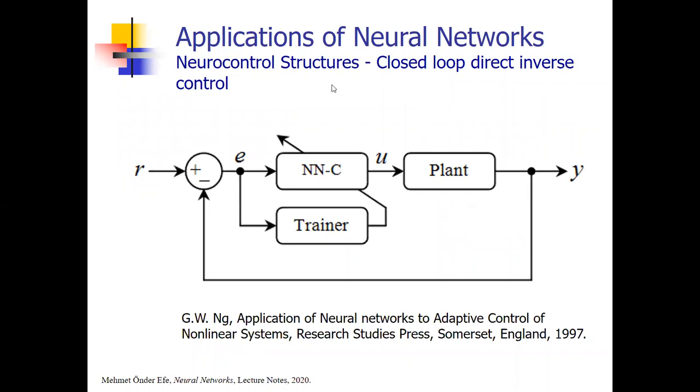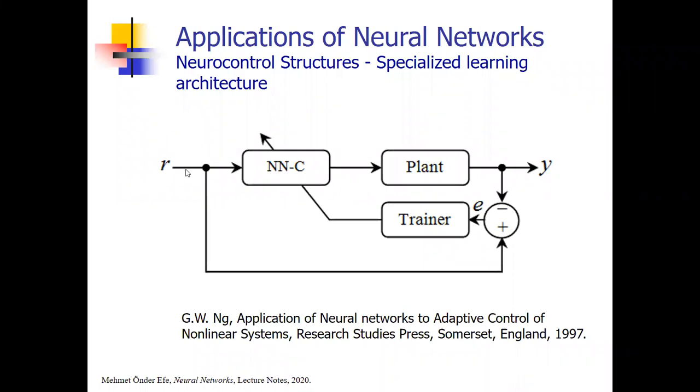That is the closed loop direct inverse control. If you obtain a kind of inverse of your plant dynamics, as shown here, you get the response of the plant, obtain the output, and your controller uses the error as an input, and the trainer tries to minimize the input of the neural network by changing the control signal. This is a kind of direct inverse control, which is summarized in this book as well.